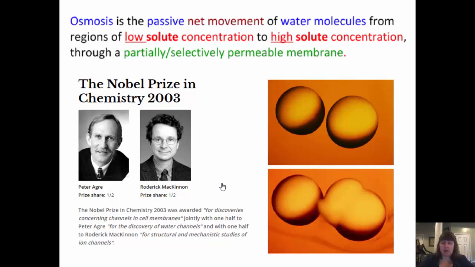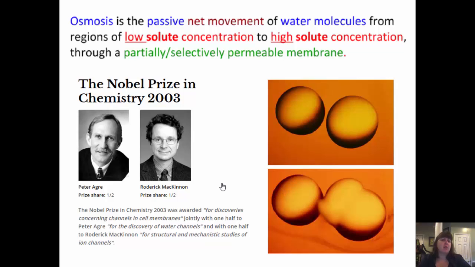So what Peter Agre's team did is they injected a complementary RNA of the protein that they had found into oocytes of some amphibian eggs. And these amphibian eggs, they're about 1 millimeter in diameter, and they were known to be quite water impermeable.